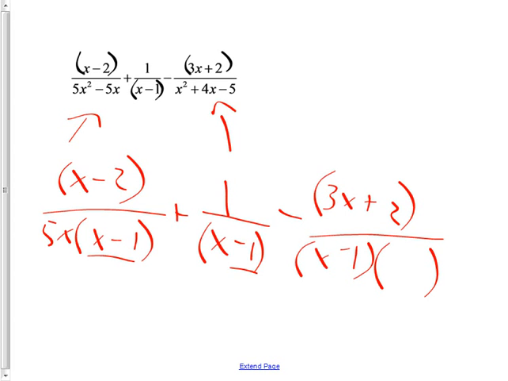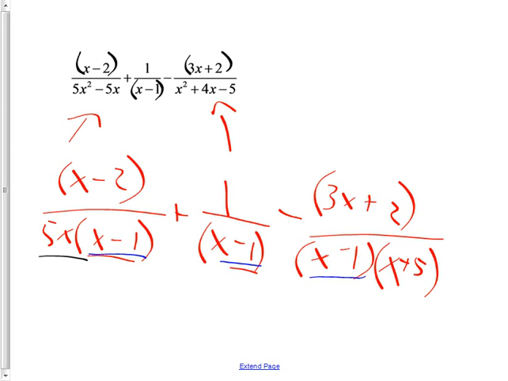You could have probably made your life a little easier by noticing that and then saying, okay, well, then this has to be x plus 5 to make that work. Outside, inside, yep, that all works. Okay, now think about it this way. They all have an x minus 1 now.